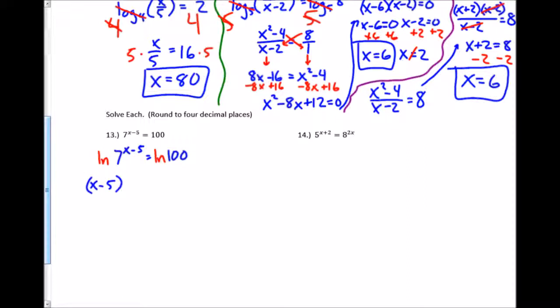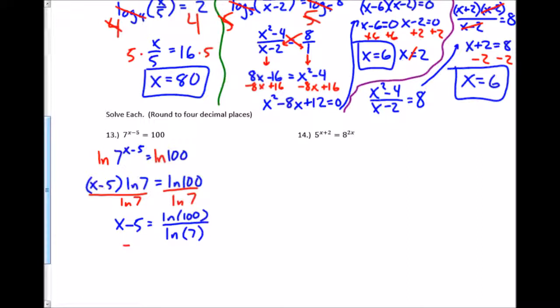And now I can divide. I'm going to divide by this natural log of 7 on each side. So I get x minus 5 equals the natural log of 100 divided by the natural log of 7. And notice I hold off on plugging this into my calculator until I get to the very end because I don't want any round off error. Not that I'll have any in this particular problem, but I want to avoid that as much as possible.